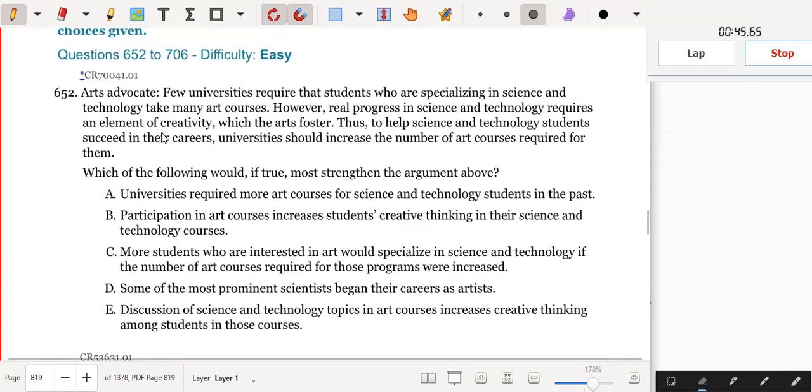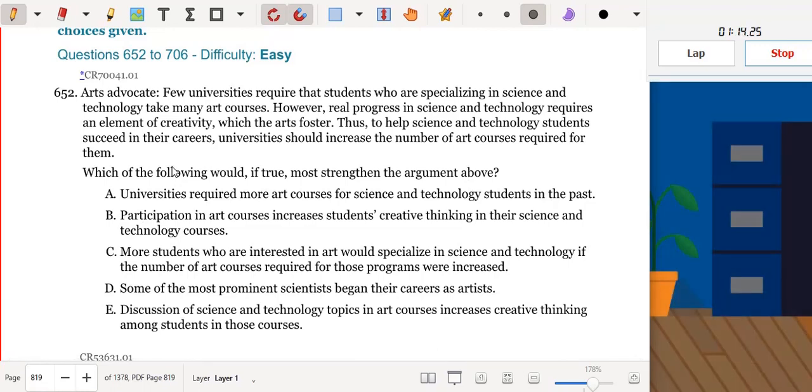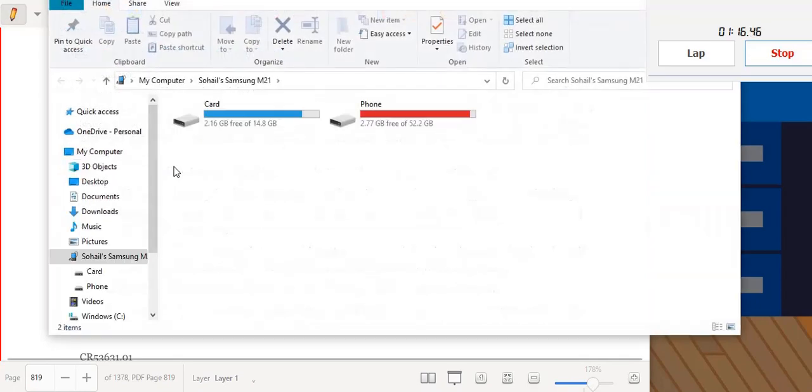So few universities tell that the science student must take art courses. However, the real progress in science requires an element of creativity which the arts foster. That's to help the science students. That's it. Okay, so which of the following, if true, most strengthens the above argument? Universities required more art courses for science and technology students in the past. Okay, not necessarily. Participation in art courses.